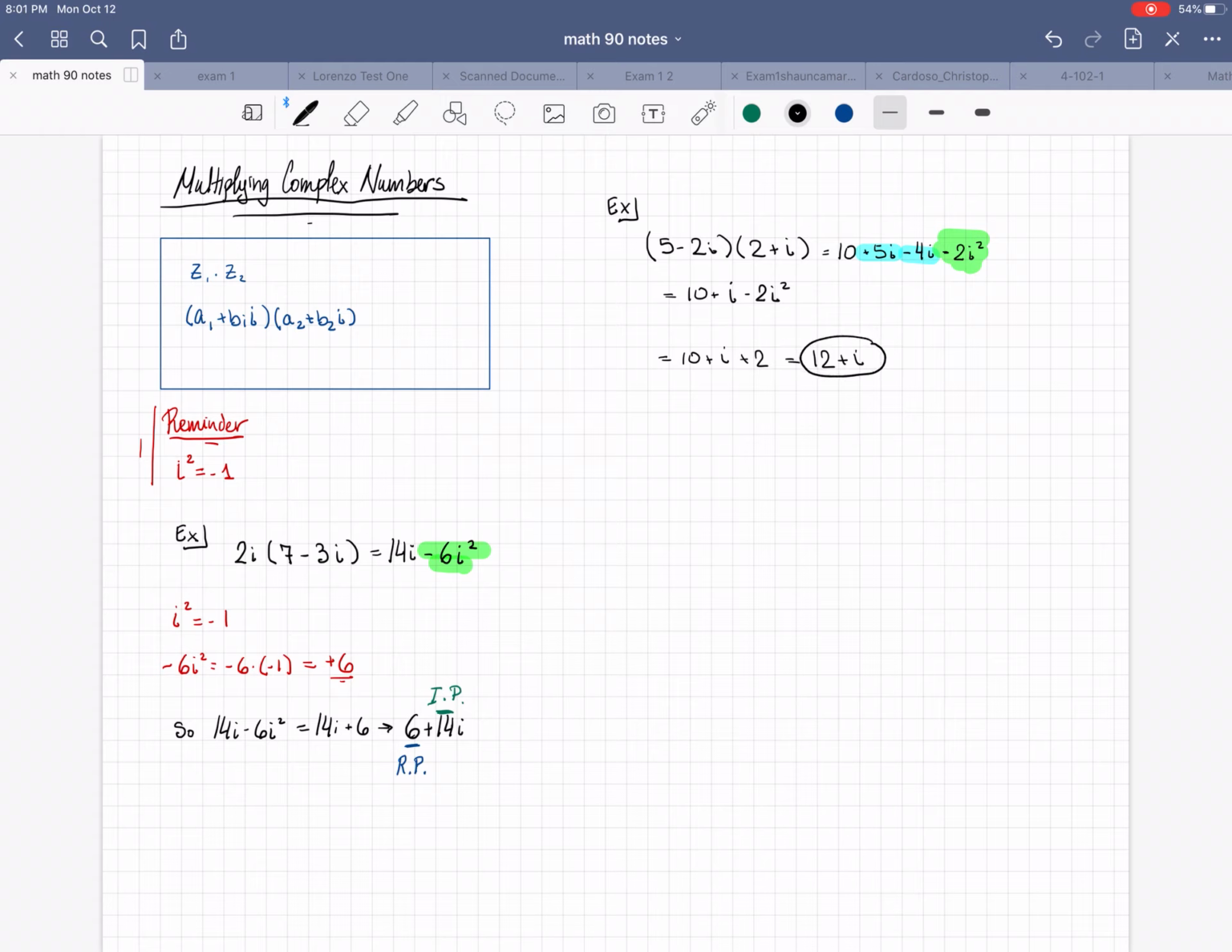Okay, so I started out with a complex number whose real part was 5, imaginary part was negative 2. I multiplied it by a complex number whose real part was 2 and imaginary part was 1. And I landed with a complex number whose real part is 12 and imaginary part is 1.